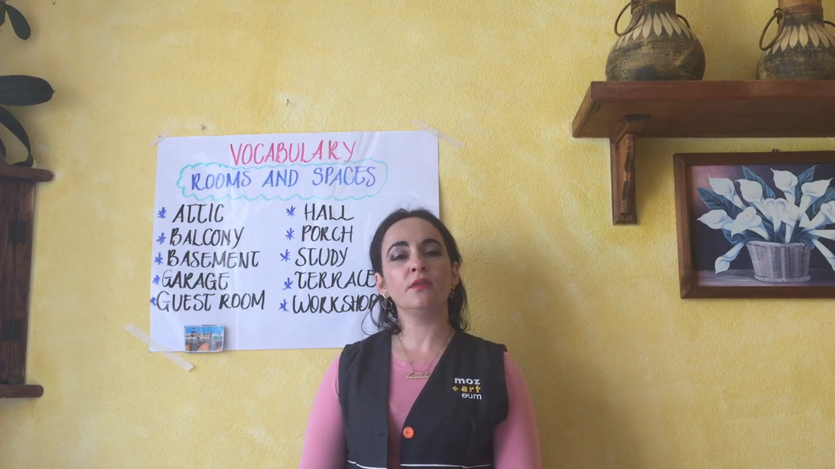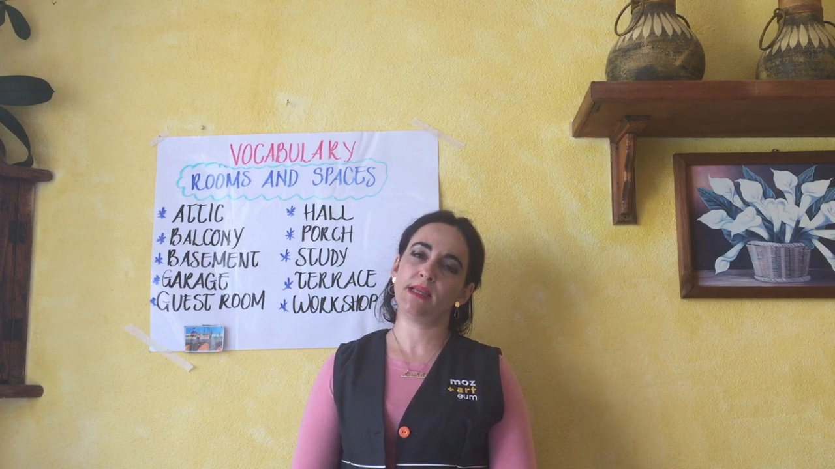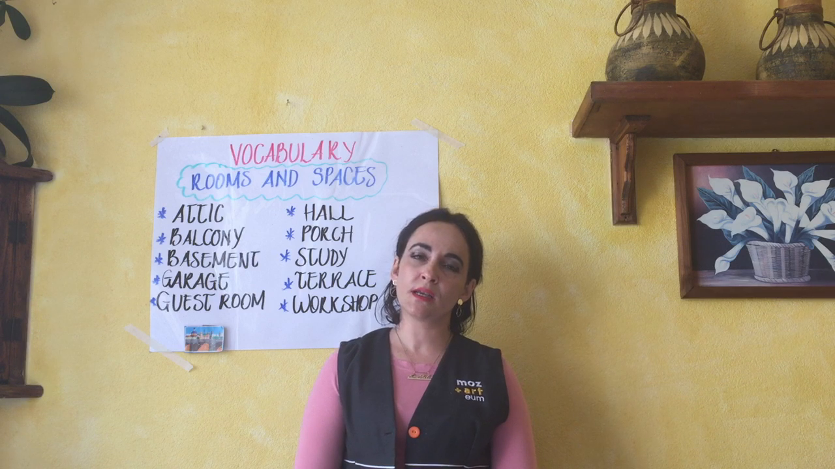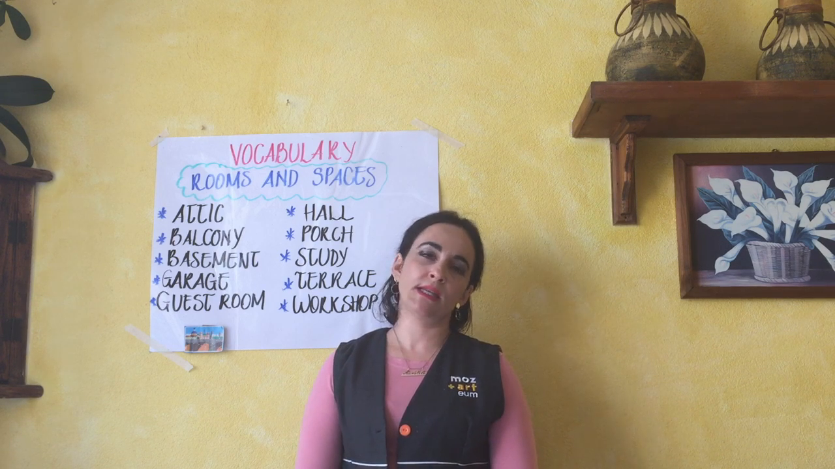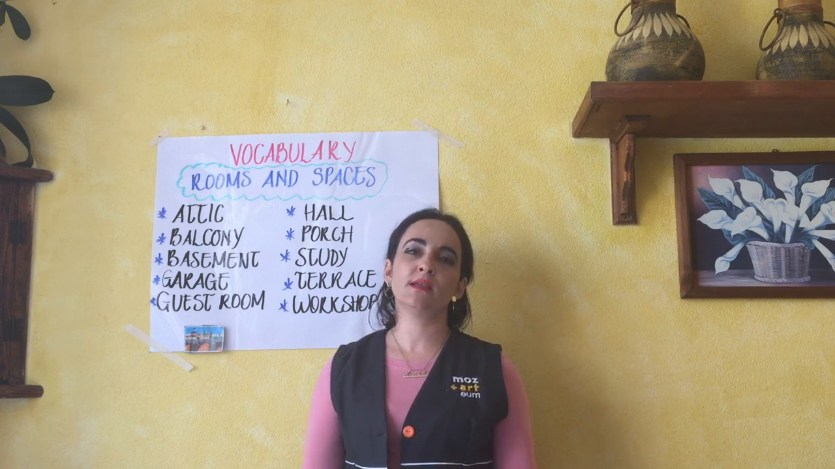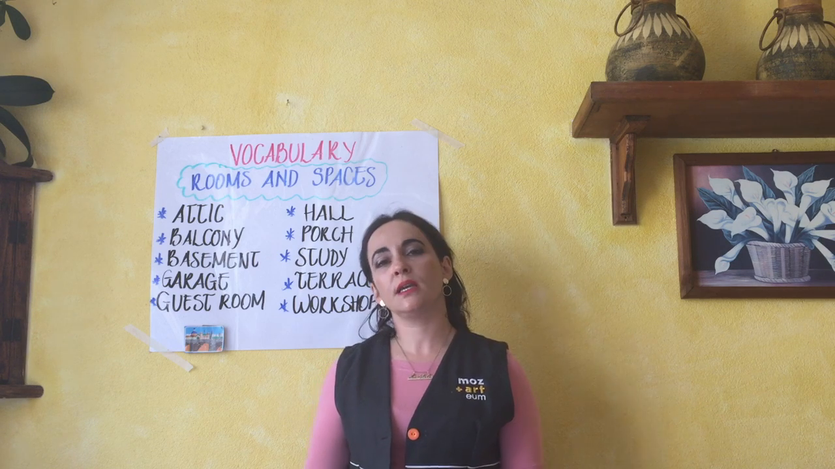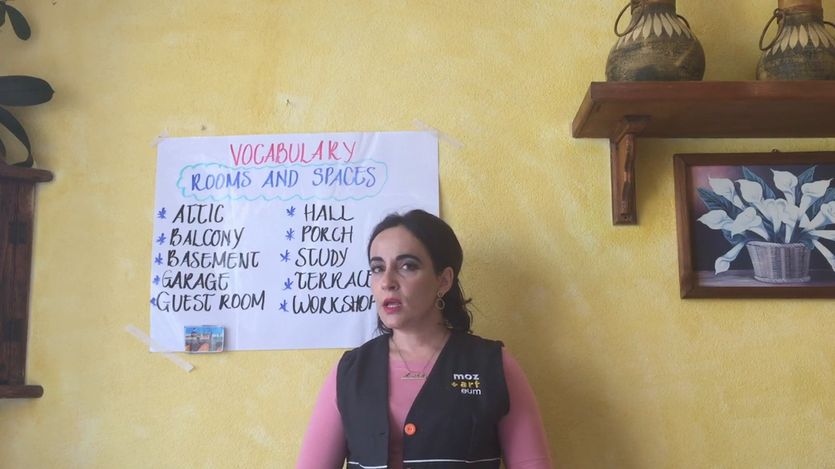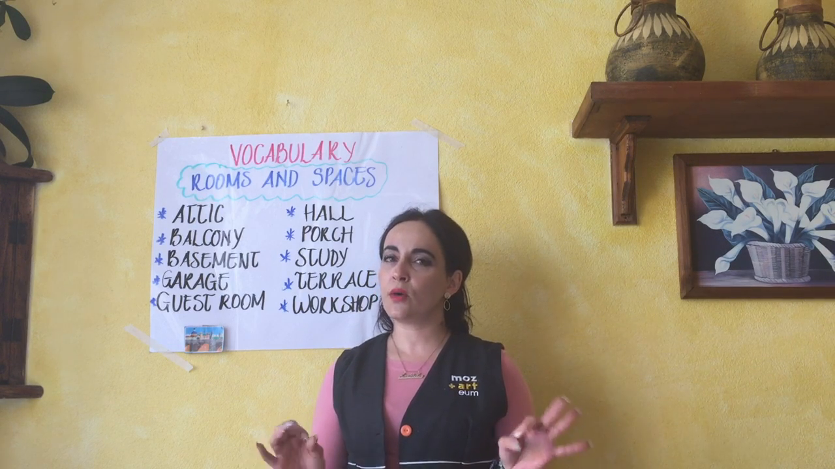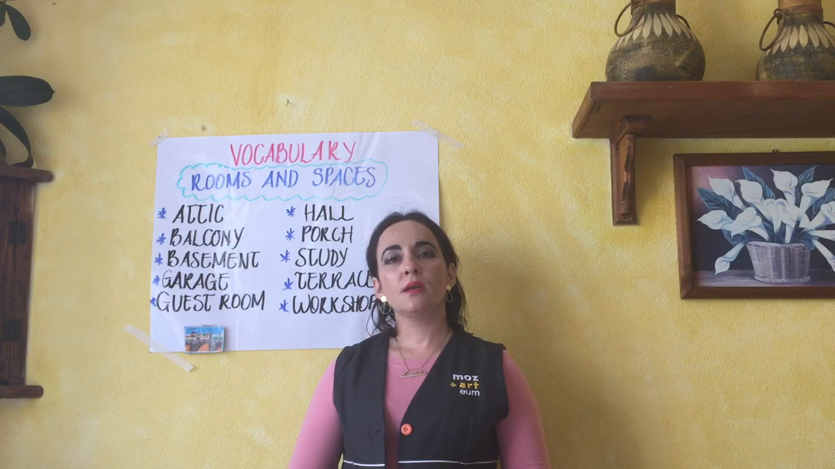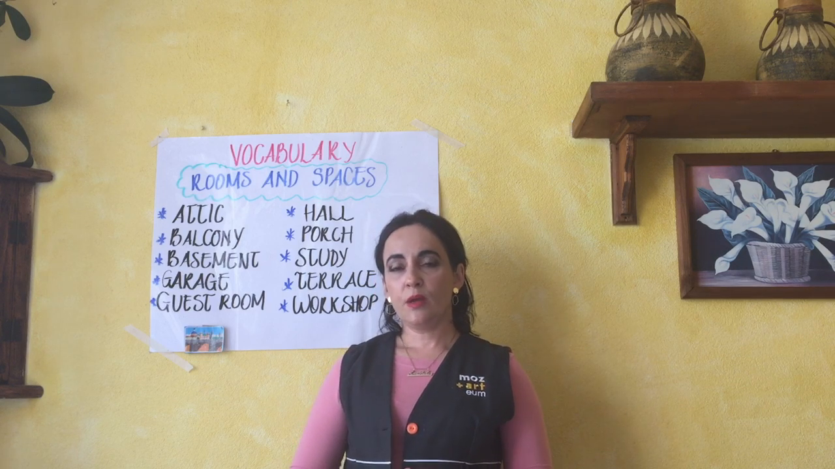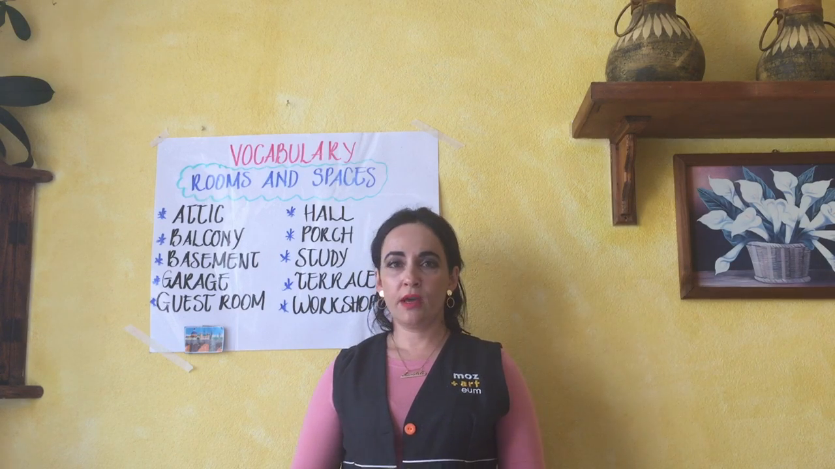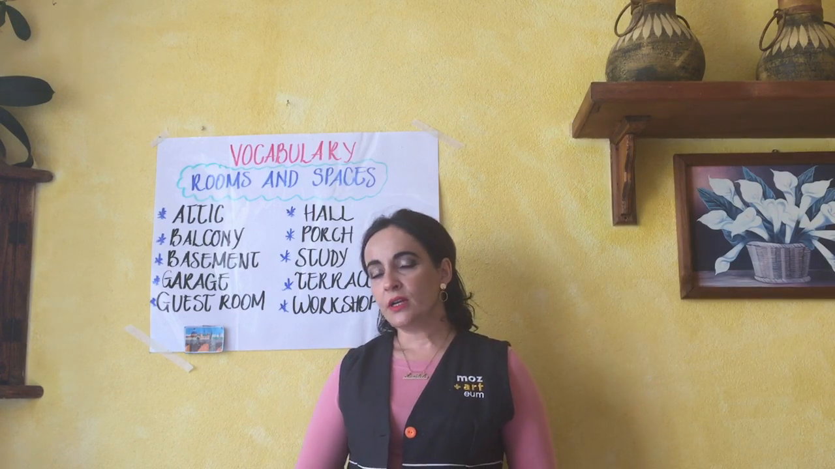Today we are going to learn about rooms and spaces, mostly of homes, houses, and apartments. We've been seeing previously other places of our houses, like the kitchen and the bathroom. Those are very common, but I will make a quick review so you can remember them. Remember, the kitchen is a place where you cook, where you have your breakfast or dinner.